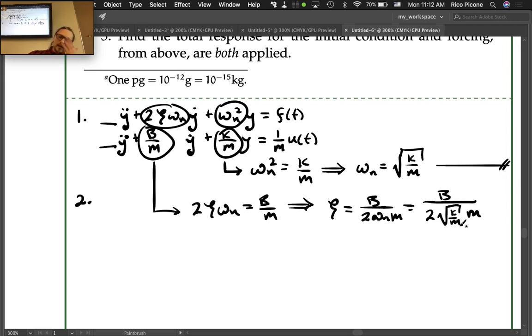So we have an m to the negative 1/2 and an m to the 1 in this denominator here. So let's continue to write what this is equal to. Simplify this a bit. We get b over 2 square root, there's a k square root, and then there's an m square root, so of k m.